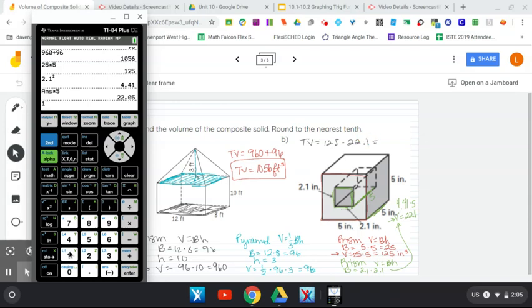So 125 minus 22.1 will give you 102.9. And your units are inches, so inches cubed.